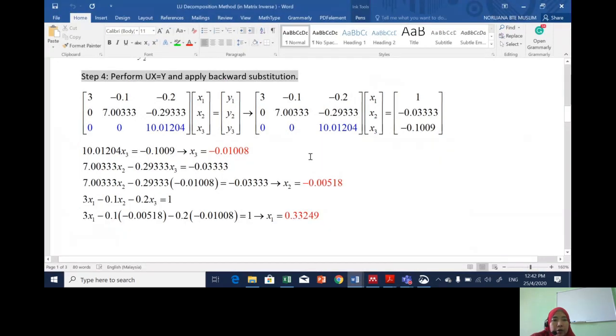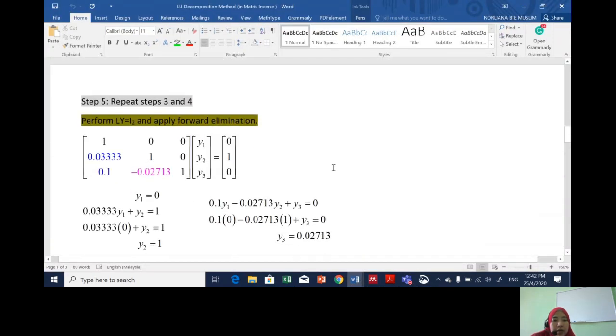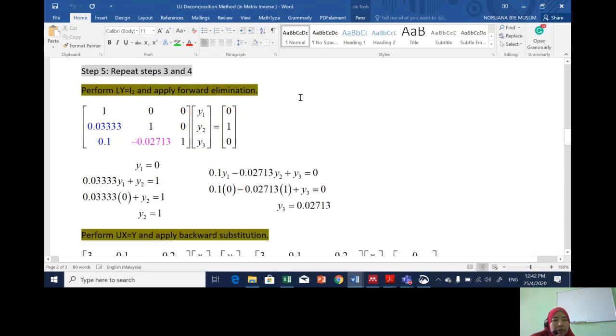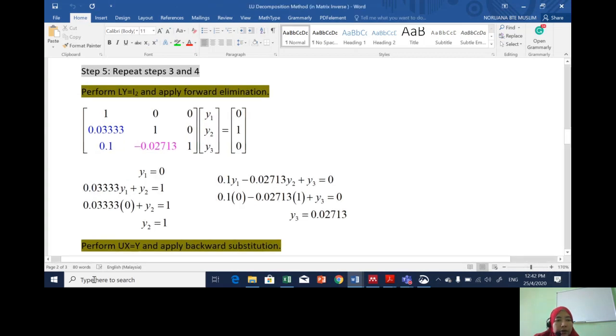Okay, so after this step 4, we are supposed to repeat steps 3 and 4, as shown here. However, there are some changes. So we start repeating steps 3 and 4 as shown here. The green color is the repeating step for the I2. Perform Ly equal to I2 and apply forward elimination. L means lower, y is our vector, and then we have I2, which is the second column that comes from our identity matrix.